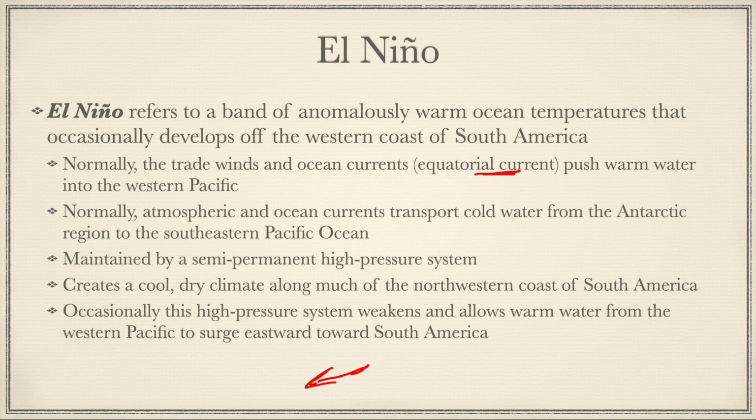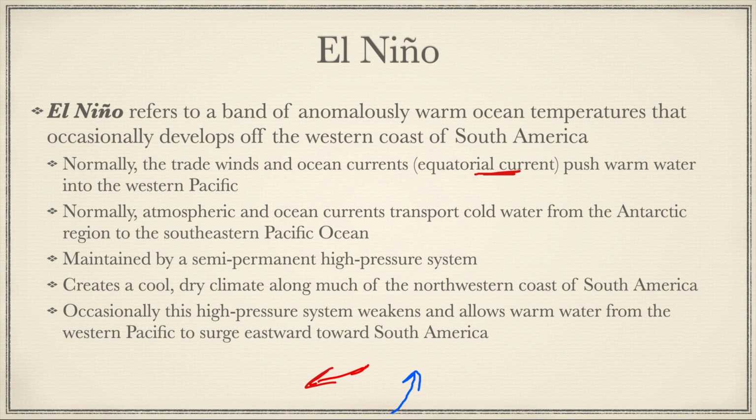Now, normally, atmospheric and ocean currents transport cold water from Antarctica to the southeastern Pacific Ocean. So we have cold water coming from Antarctica up along the coast of South America, the southeastern part of the Pacific Ocean. Now, this is maintained by a semi-permanent high-pressure system, which basically causes air to sink and push out from that area. Now, this creates a cool, dry climate along much of the southwestern coast of South America. So the western coast of South America is generally cool and dry.